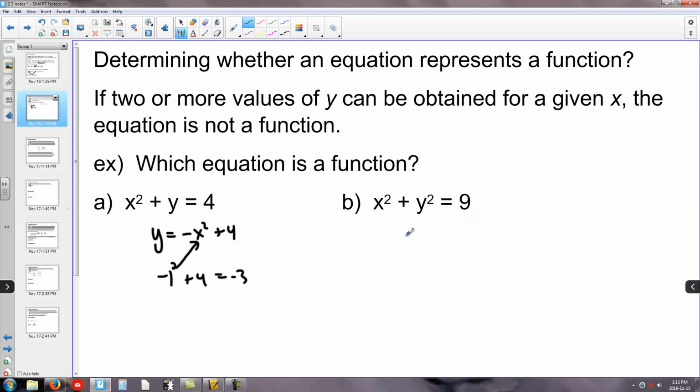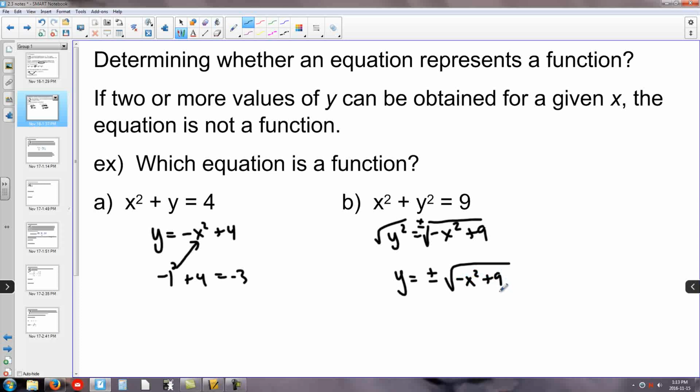When I get y alone here, y squared equals -x squared plus 9. And that doesn't seem unique all that much until I have to get rid of this square. To get rid of a square, you take the square root. And when you take a square root, you always put a plus or minus in front. So y would equal plus or minus the square root of -x squared plus 9.